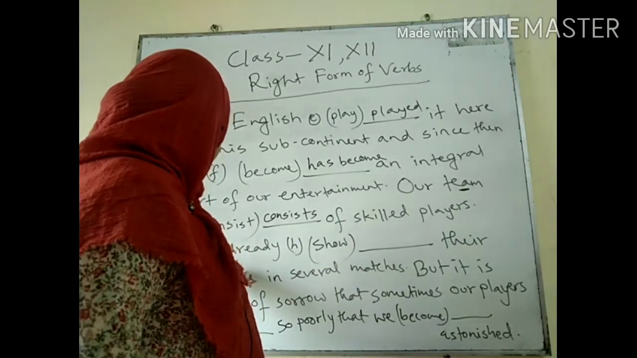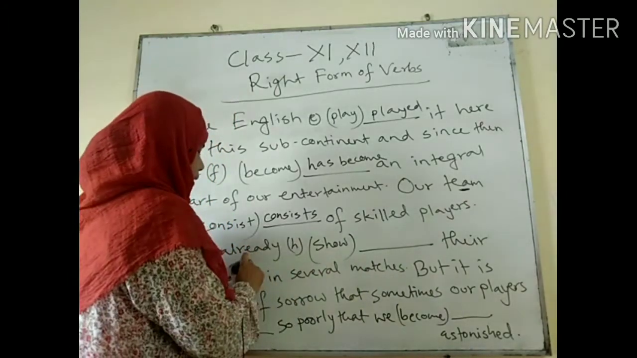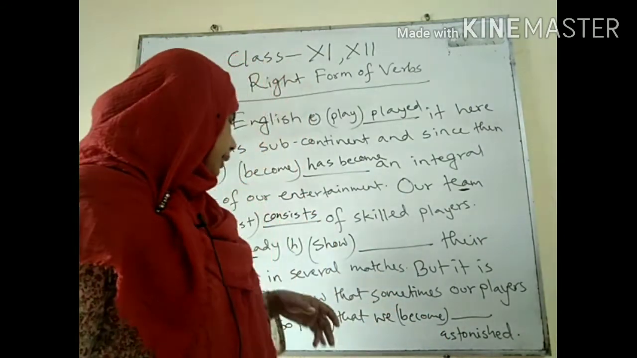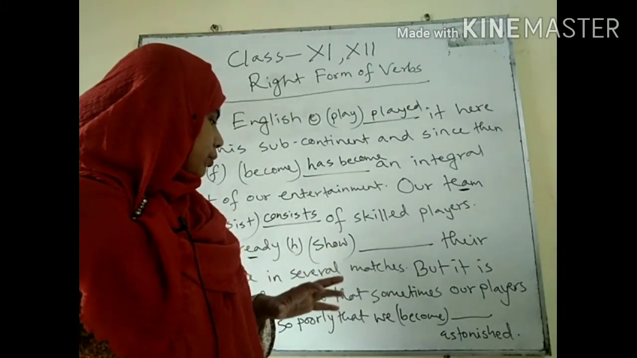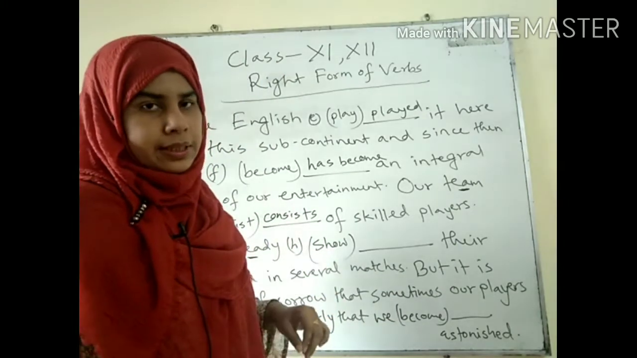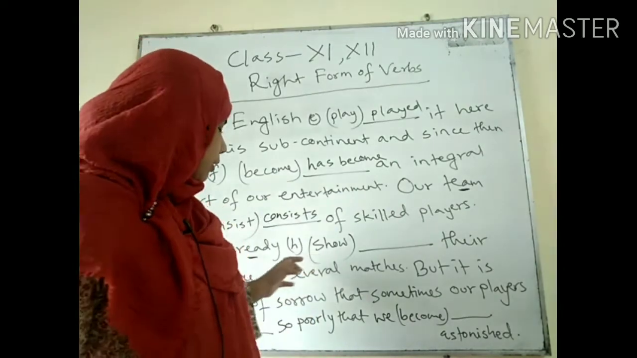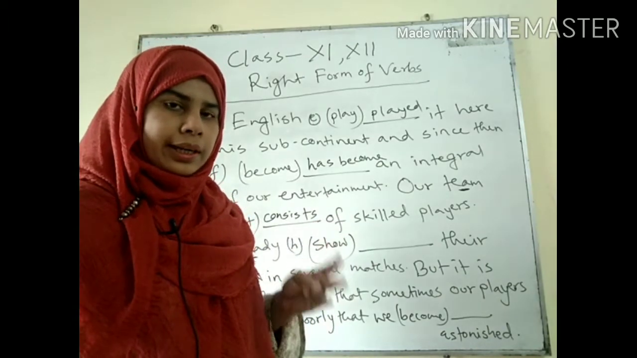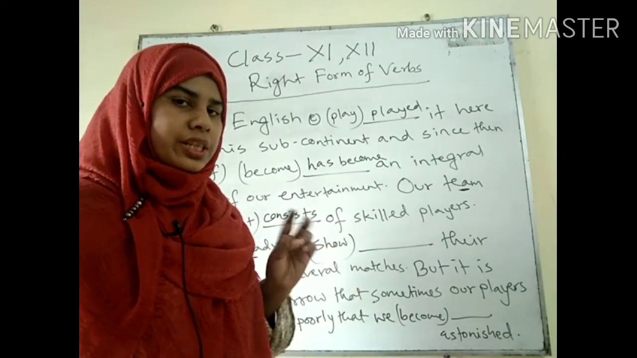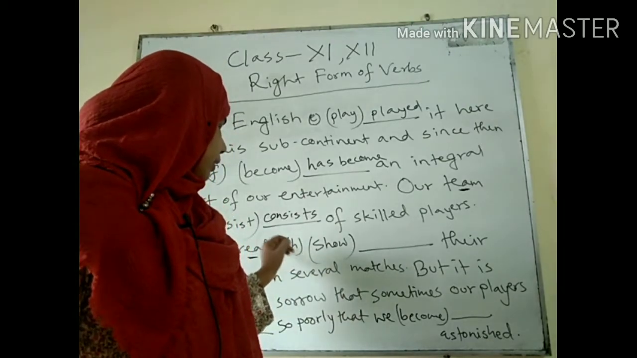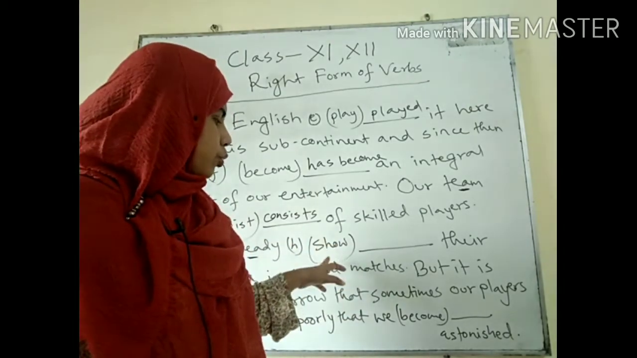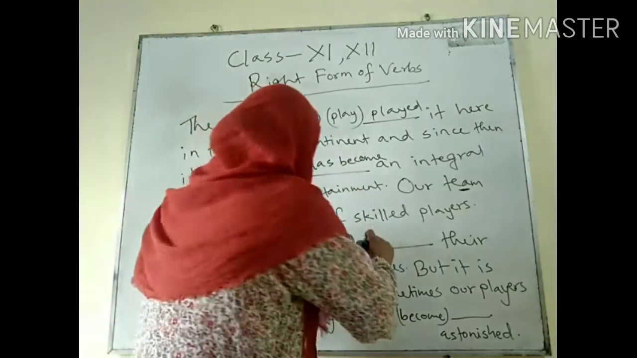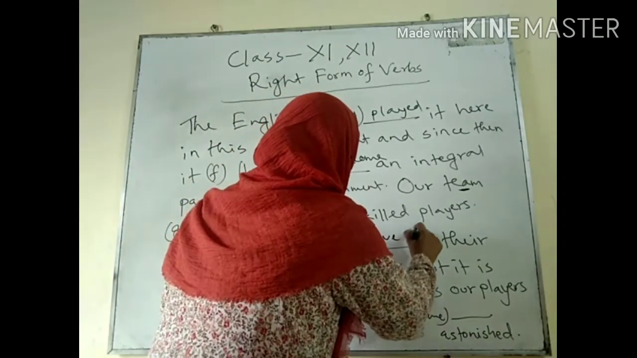They already, when we find already, yet, ever, lately, recently, in the sentence we have to do it in present perfect. Okay, I am again repeating: already, yet, ever, never, lately, recently, just now. If you find these words in the sentence will be in present perfect tense. So, we have to do it in present perfect. Have shown.